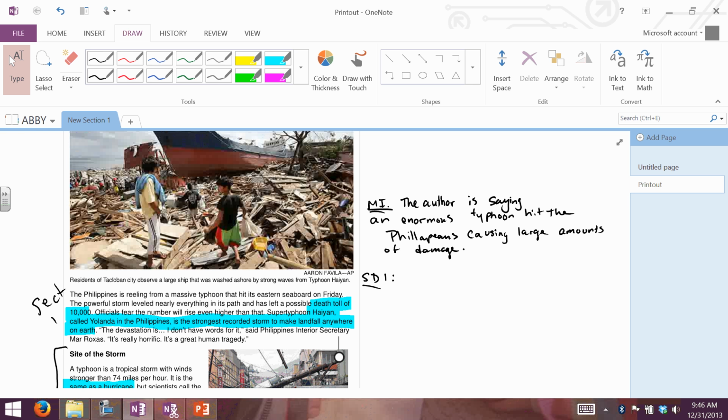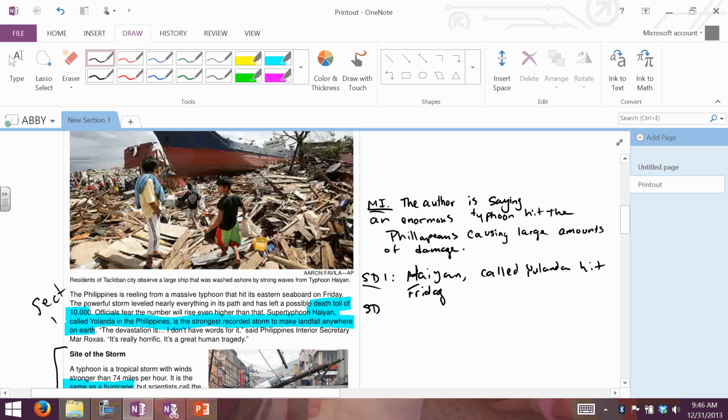Again, the main idea is the author is saying an enormous typhoon hit the Philippines, causing large amounts of damage. So we need to find something that talks about the large amounts of damage and the typhoon. So let's start with the typhoon. How about Haiyan, called Yolanda? Hit Friday. Simple enough to establish the fact that the author is given the fact that it hit.